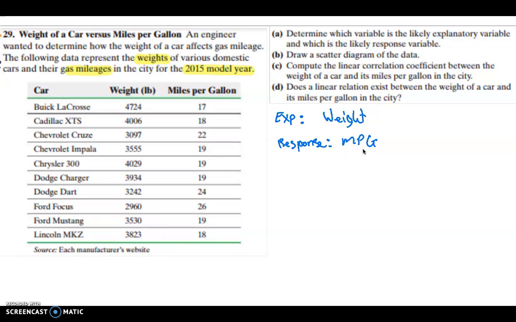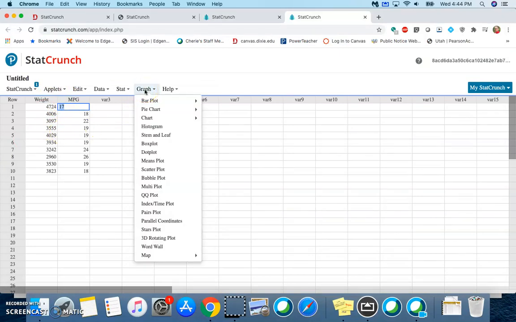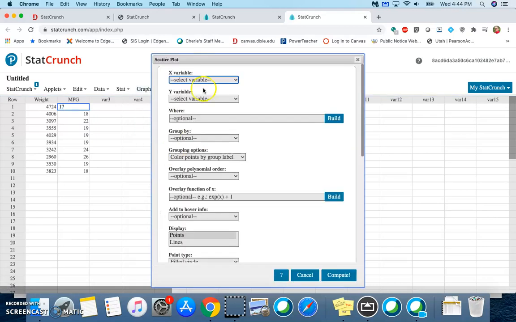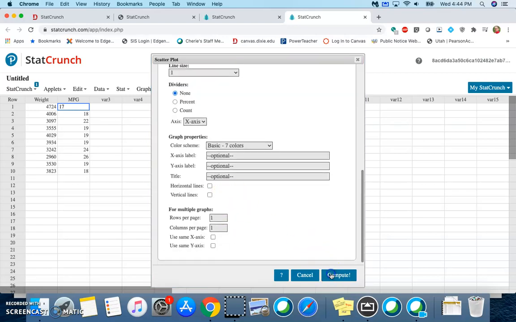Secondly, we're going to draw a scatter diagram of our data. I've got our data in StatCrunch here. We're going to go under Graph and do a scatter plot, as StatCrunch calls it. The x variable, which is on the horizontal, so that's our explanatory, would be weight, and our y variable, which is on the vertical, would be our miles per gallon. We don't need to change any of these other things, so we're just going to compute.